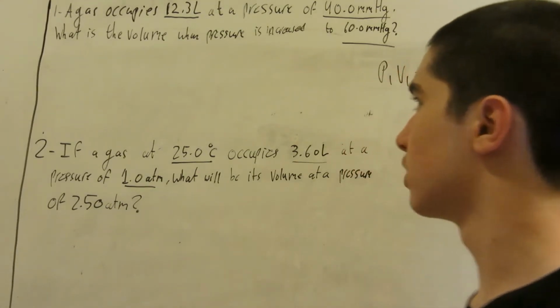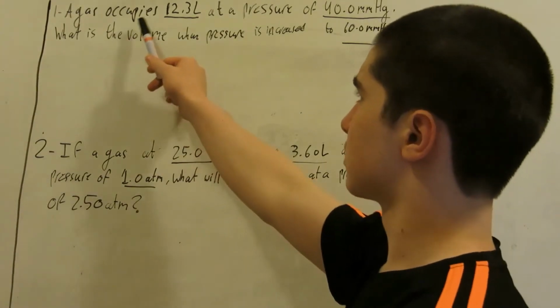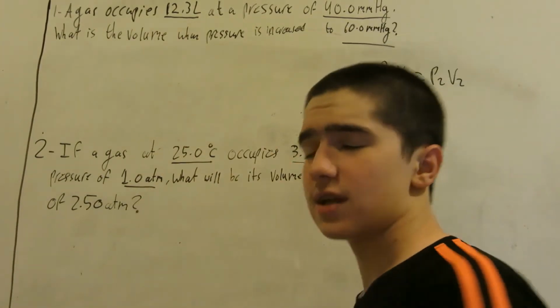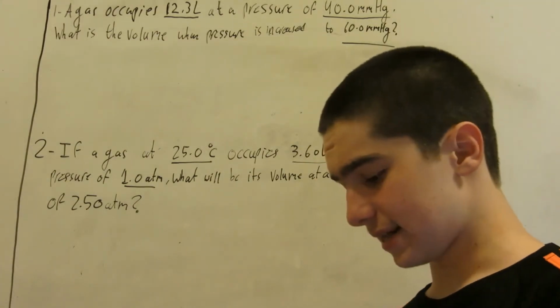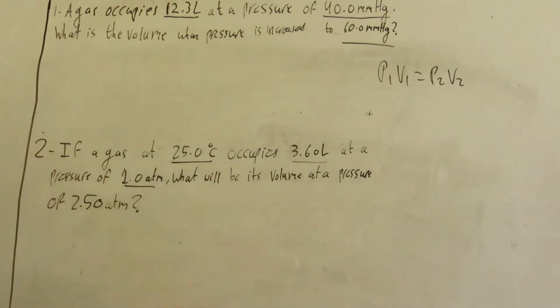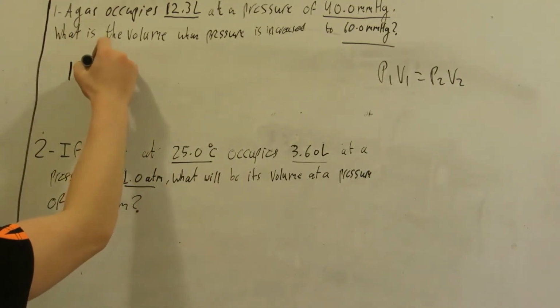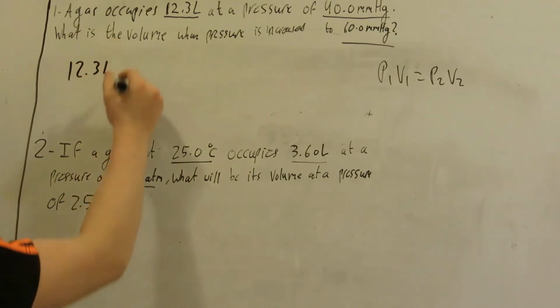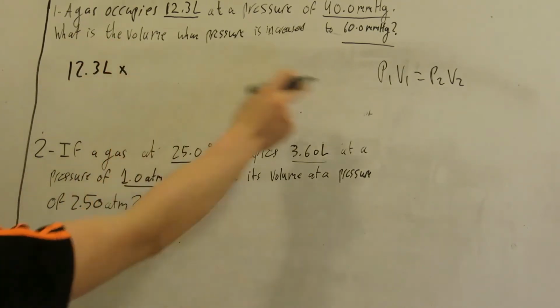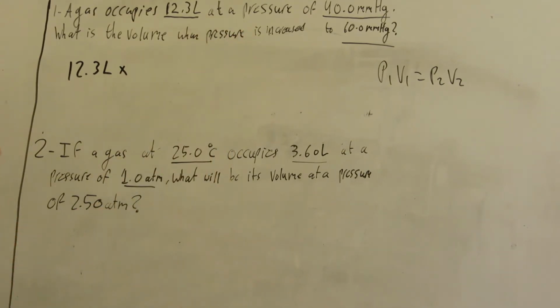It's going to be an easy and simple question, so let's start. They say that a gas occupies 12.3 liters. So it started at 12.3 liters. That's a good key that we need to use. Alright, so we write the first pressure as 12.3 liters multiplied by V1. Now at a pressure of 40 millimeters of mercury.